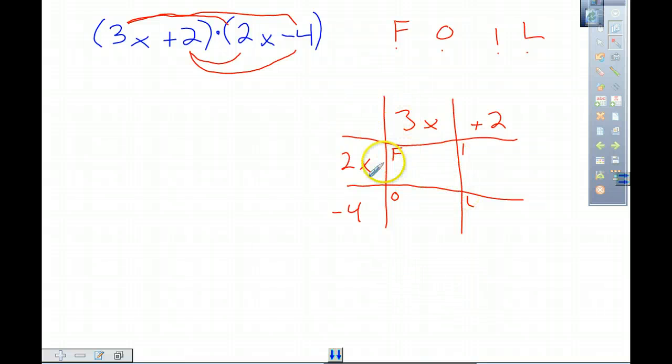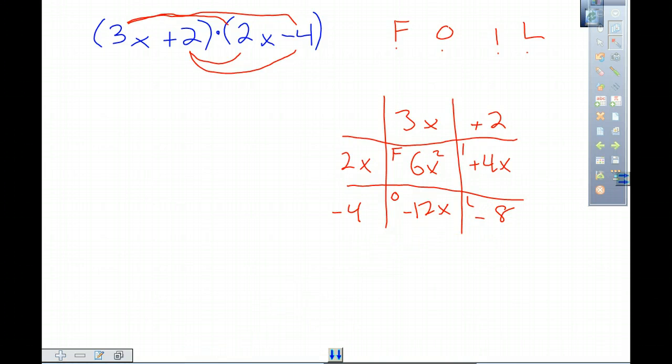So we got, let's see here, 2x times 3x is 6x squared, 3x times negative 4, 2 times 2x, and 2 times negative 4.